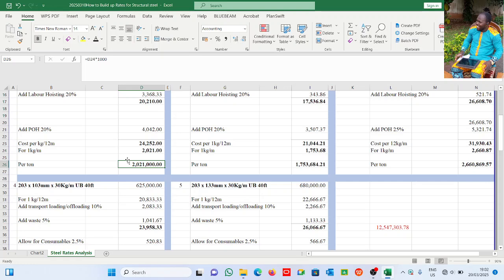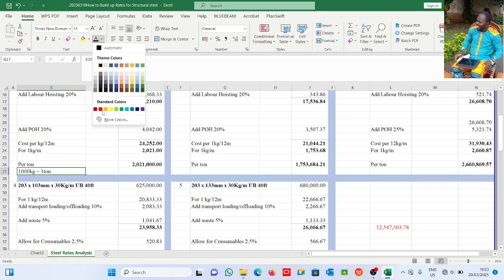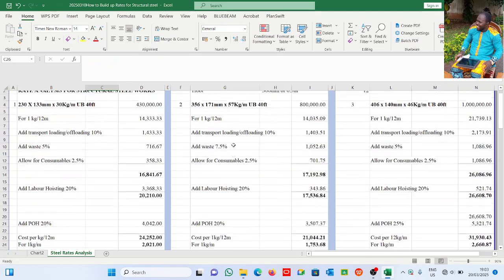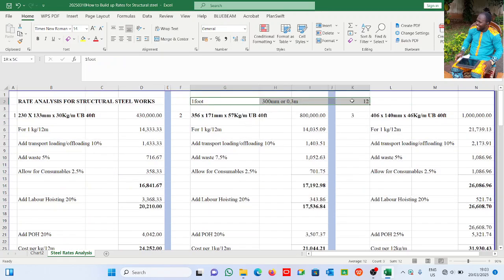1,000 kg is equal to 1 ton. All right, that's why I multiply by 1,000 here. Let me leave this. I think I did one here also. Let me put it in red. All right, so this is basically how.